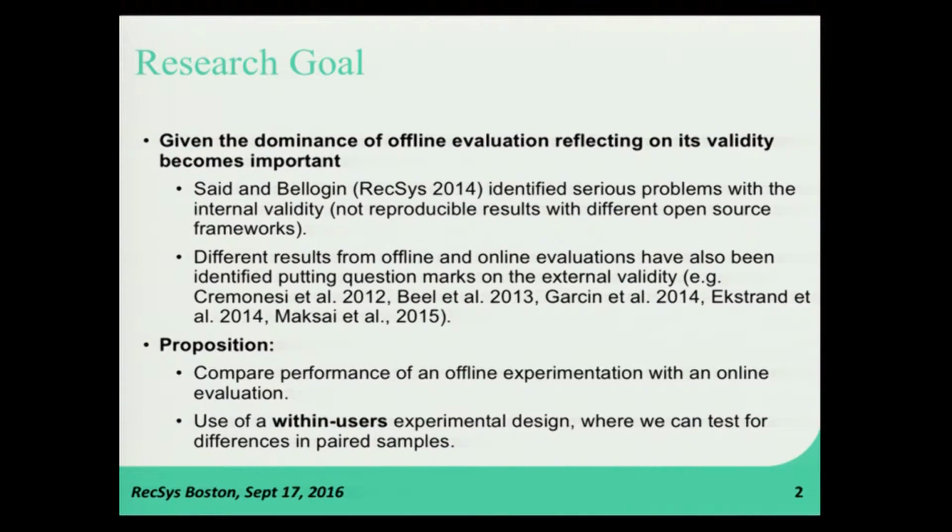So this work is about the comparison of offline and online evaluation of recommender systems. There are many works in the literature focusing on this topic, both from an internal validity and external validity point of view. And most of them found that this is at least questionable. So the main contribution of this work is the comparison between offline and online evaluations, but using a within users experimental design, where we actually test the same algorithms on exactly the same users, both offline and online.